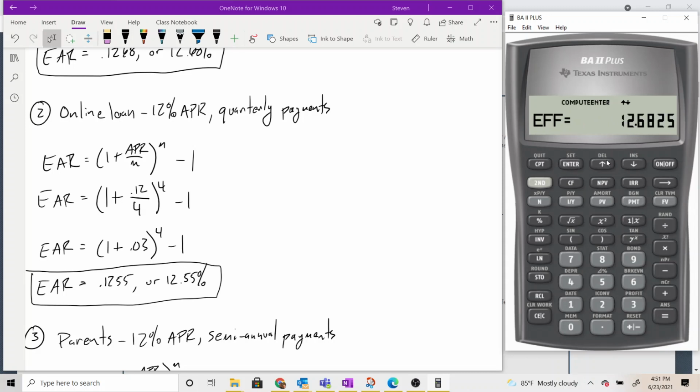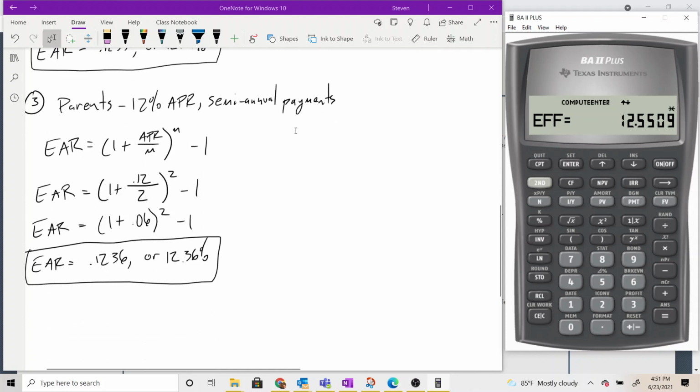And I want to get back to the effective rate using the arrow keys. Once I'm on the effective rate, it still says 12.68, but that's because it was calculated from the previous entries. I haven't asked it to recompute it using the new number of compounding periods per year. To do that, I'll hit the compute key, and it'll recalculate that effective annual rate using 4 compounding periods per year, and we'll get that same 12.55% that we got using the formula.